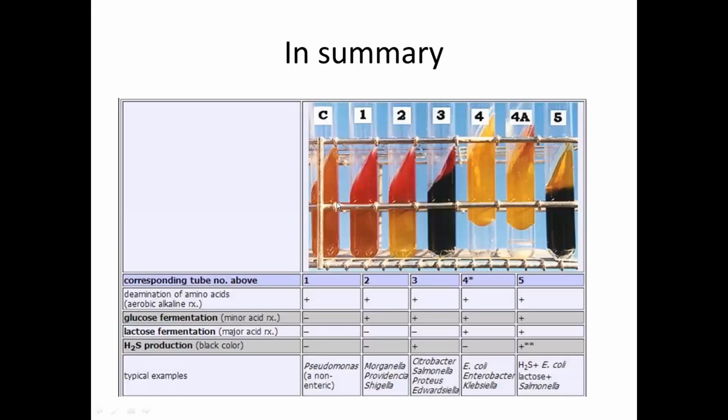So in summary, you have to know what corresponds to number 1, deamination of amino acid. Number 2, yes, here number 2 is the control. 1, 2, 3, 4, 5, that's what you have to know. Here number 1, I said, is Pseudomonas, non-enteric. Here are weak lactose fermenters, non-lactose fermenter.